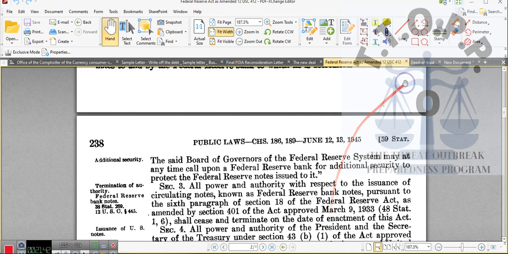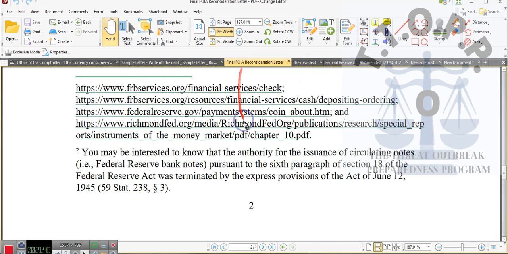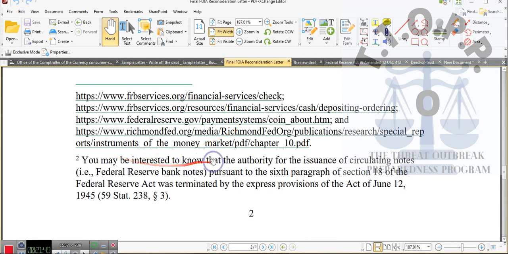The letter from that woman from the Treasury, she says it right here. You may be interested to know that the authority for the issuance of circulating notes, excuse me, hold on. We are trying to get Federal Reserve notes, not trying to get bank notes. So they don't give out them circulating notes anymore. Pursuant to the sixth paragraph, Section 18 of the Federal Reserve Act was terminated by the express. Okay, ladies and gentlemen, hold on. Let me do y'all a favor. Do y'all want to focus with me?